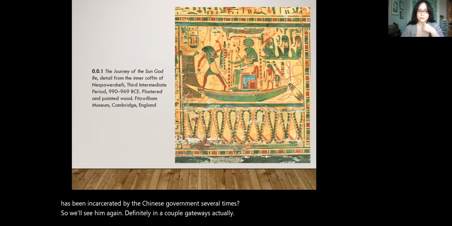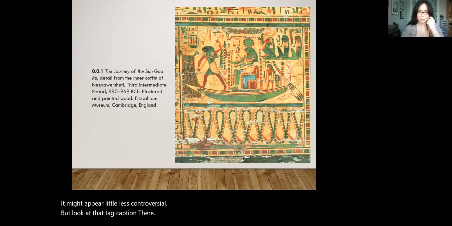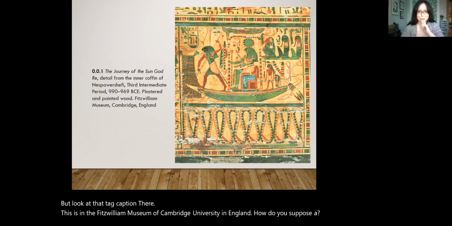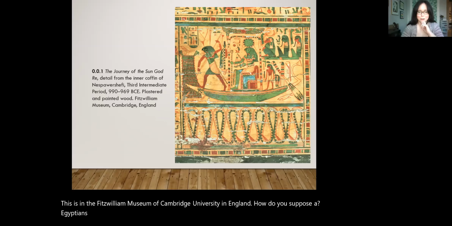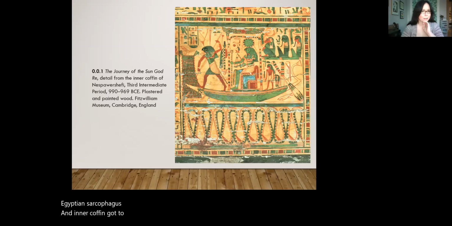When we have a bit of distance historically from the topic, it might appear a little less controversial, but look at that caption there. This is in the Fitzwilliam Museum of Cambridge University in England. How do you suppose an Egyptian sarcophagus, an inner coffin, got to Cambridge, England? Colonialism. So those are, again, you're just being introduced to these issues of the art world here.